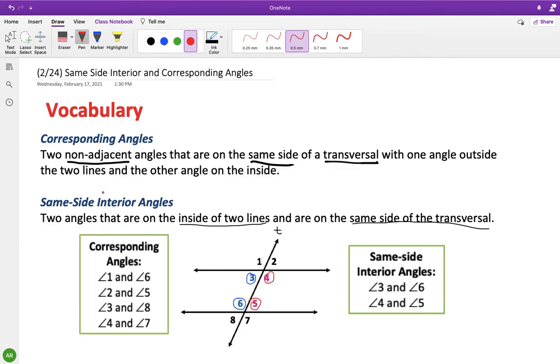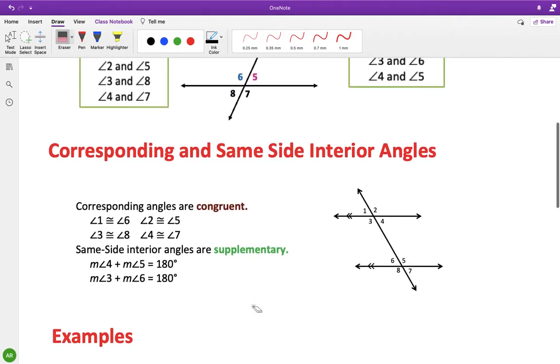So real quick, corresponding angles are both on the same side of the transversal. One's going to be inside, one's going to be outside. Same side interior angles are both on the same side of the transversal, and they're both going to be on the inside. Okay, now let's talk about why that matters.